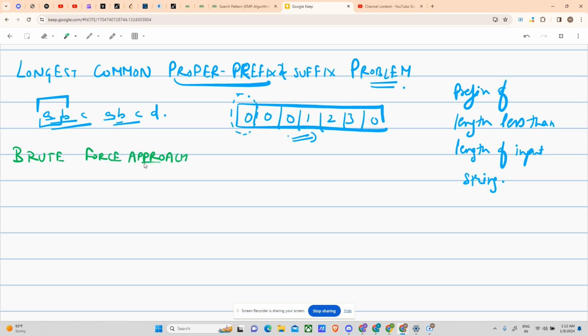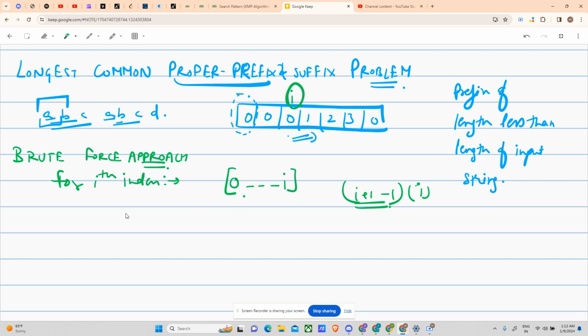Brute force approach is, suppose I'm asking for index I. So for the ith index, that means we are dealing with a substring 0 to I. What will be the maximum proper prefix length? It would be I plus 1, the length of the total string, minus 1, because a proper prefix is always smaller than the whole string. So it would be I.